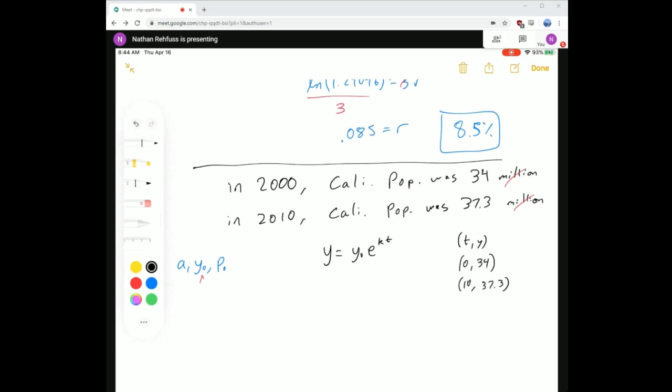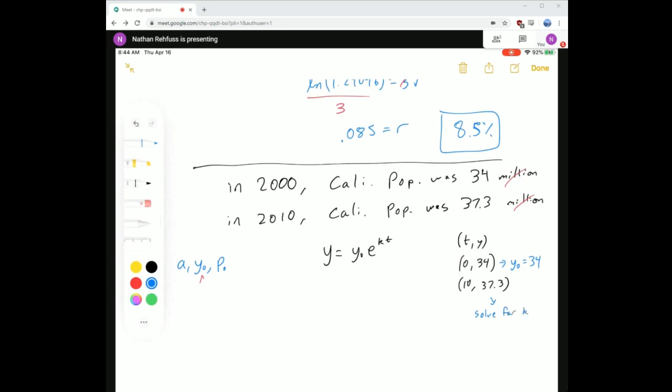So with these two data points, the first one's going to tell me y sub 0 is 34. Easy peasy, because that's our initial value. When I plug in t of 0, I get y is 34. This second value is going to be a little more involved. This is the value we will use to solve for k.